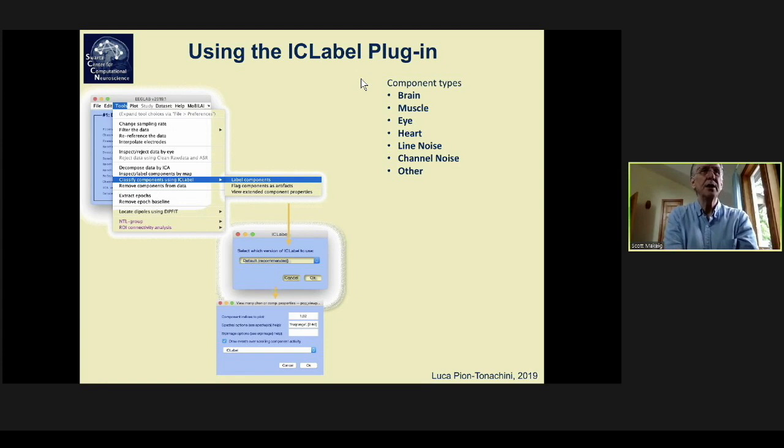To run IC label in EEGLAB on a data set, you go to the tools menu, classify components with IC label, and choose label components. The default version is best. And then after it works a little while, and it's really quite quick, it asks you how many it should plot. It wants to show you the properties and the classifications of the components. And so you have some options here. You say, okay.